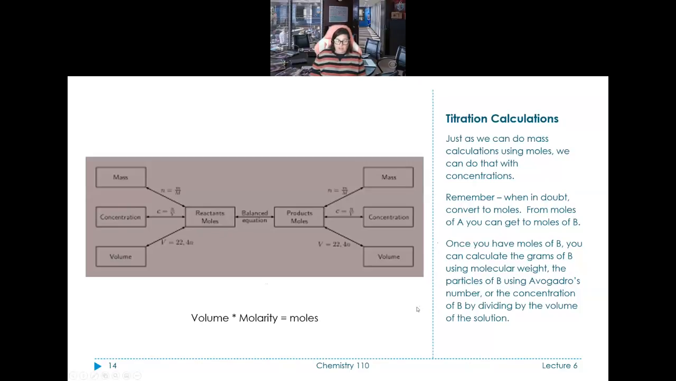So, as I've said before, when in doubt, convert to moles. When you have a mass, use the molecular weight to get to moles. When you have a concentration, you use the volume to get to moles. And from there, we can do a lot of the other things that we're talking about, okay?